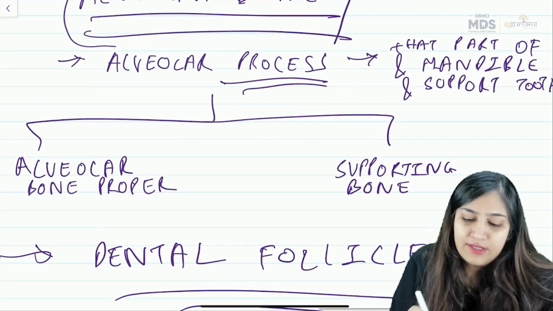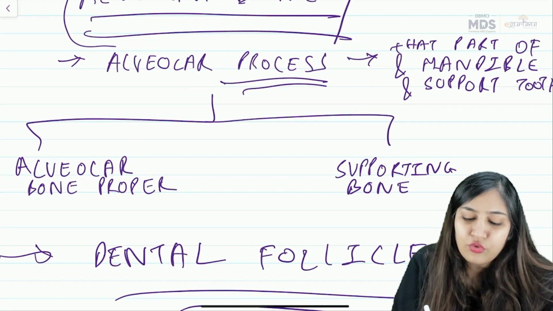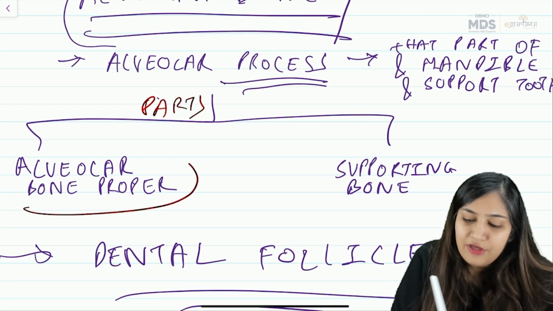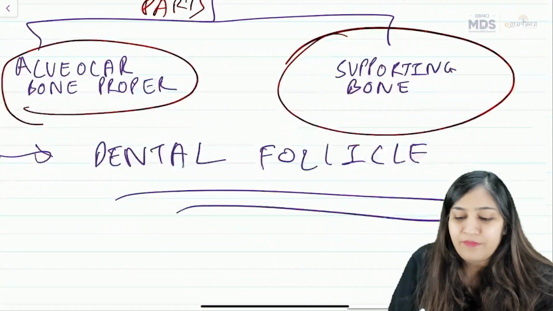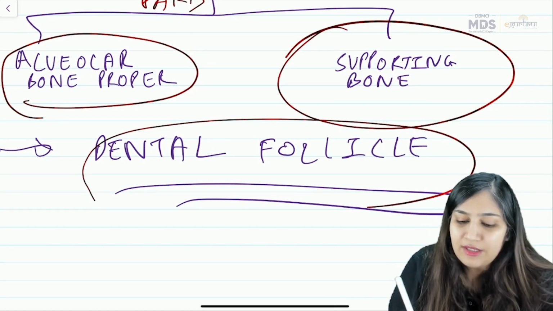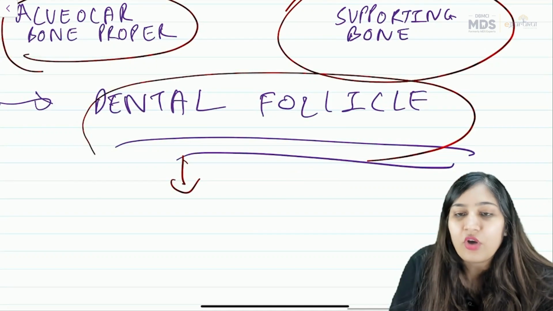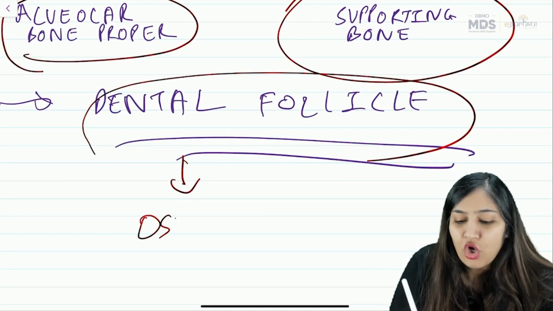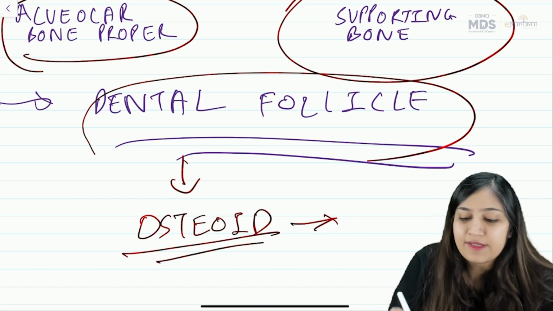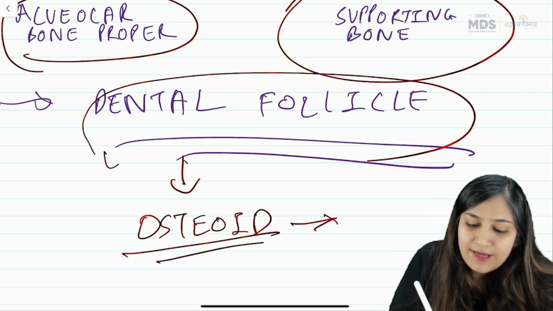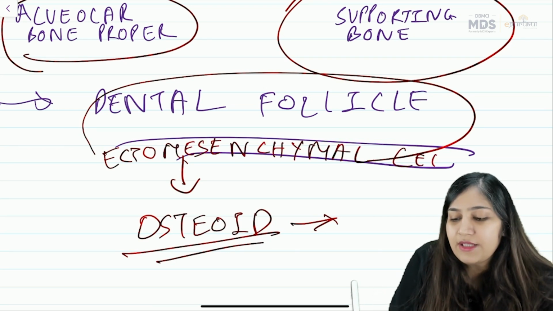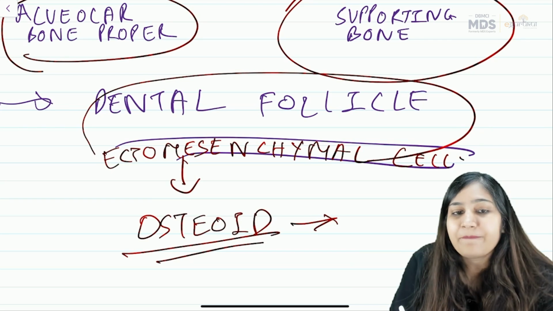So alveolar bone mainly consists of two parts: alveolar bone proper and supporting bone. It is derived from dental follicle. Ectomesenchymal cells of dental follicle differentiate into osteoblast and lay down matrix known as osteoid. This osteoid is unmineralized bone matrix. Ectomesenchymal cells of dental follicle also differentiate into odontoblast.